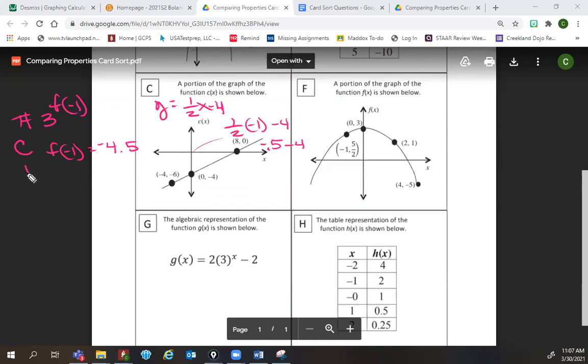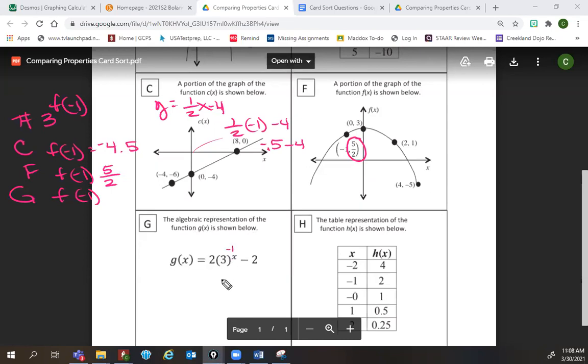What about F? Why don't you need an equation for F? You already have the -1 value. What's the -1 value? 5/2. You guys got that? So 5/2, which is 2.5. What about here? G. Yeah, I will plug in -1 for the exponent.